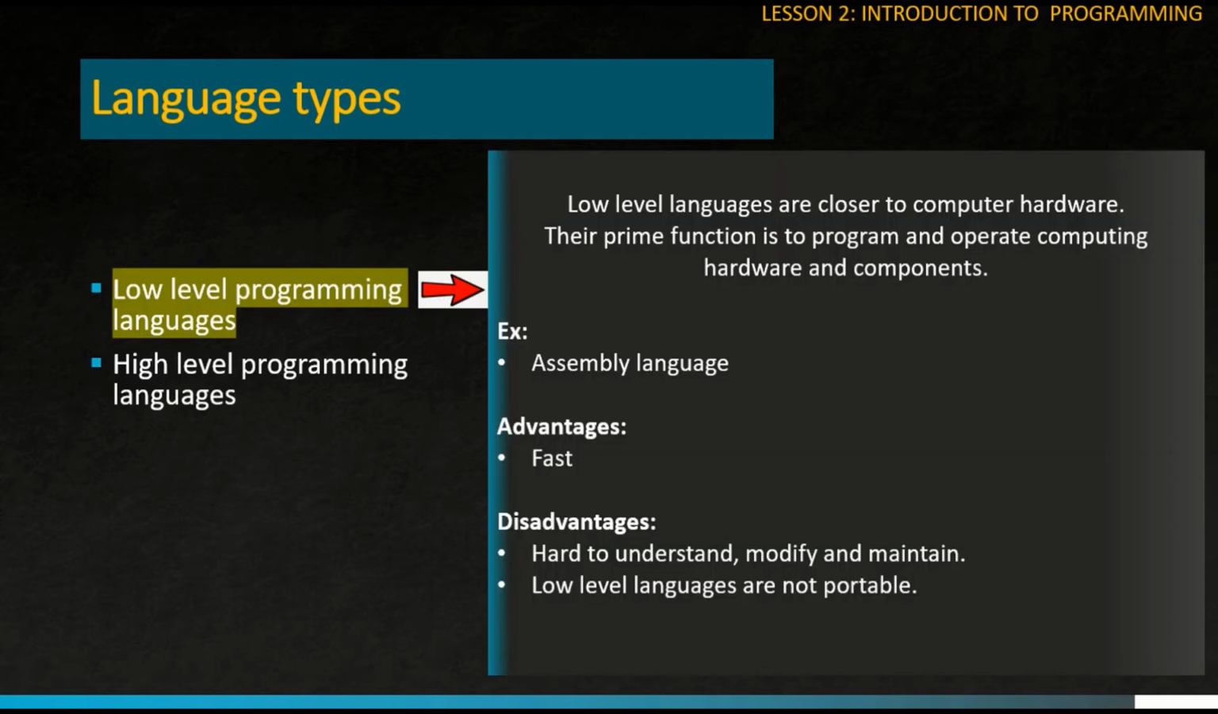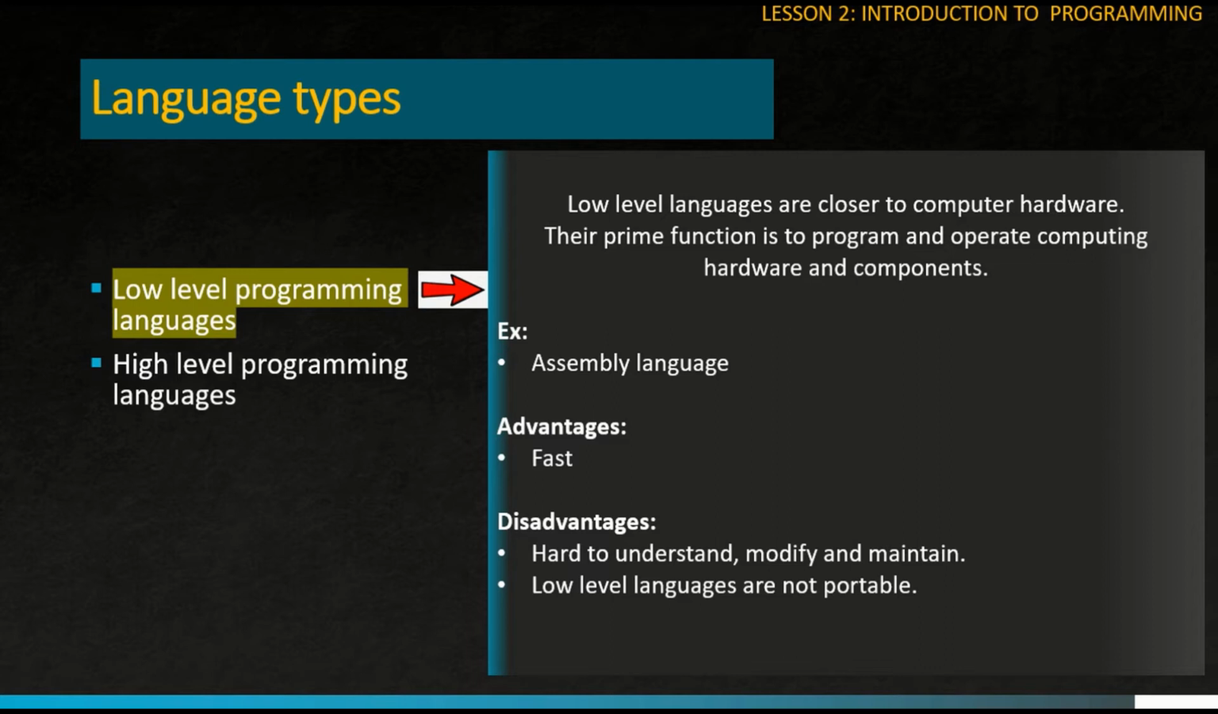Low-level programming languages. Low-level programming languages are closer to computer hardware. Their prime function is to program and operate computing hardware and components. Low-level language is also called machine language. An example of low-level language is assembly language. One advantage of low-level languages is that they are really fast, because the code written in low-level language is directly executable on the computing hardware without any interpretation or translation.